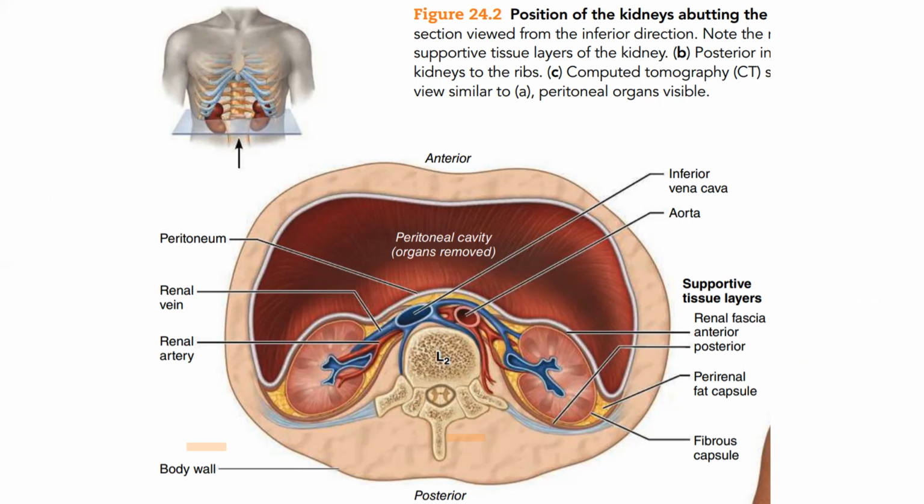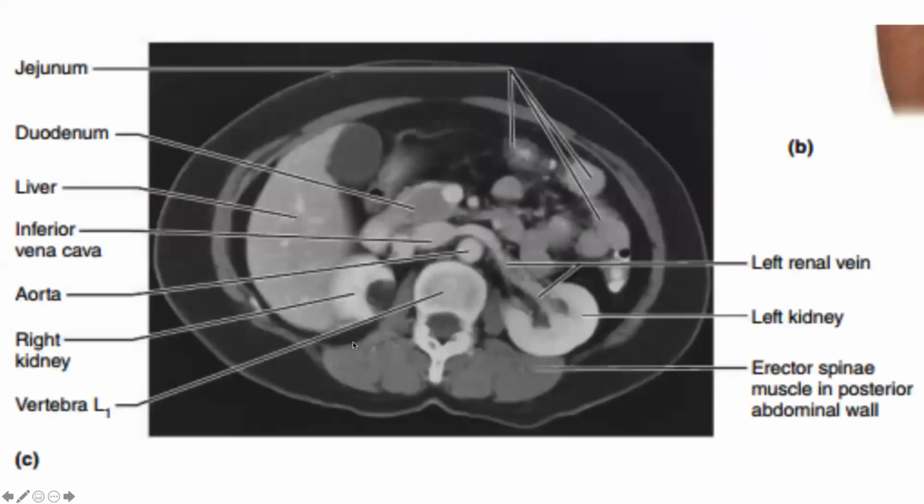And it shows the retroperitoneal position with the related arteries and veins. If we know this diagram, I believe it will be easy for us to interpret this CT scan, because everything remains the same. This is the left kidney, this is the right kidney, this is the vertebra, this is the aorta, this is the inferior vena cava, and this must be the left renal vein.